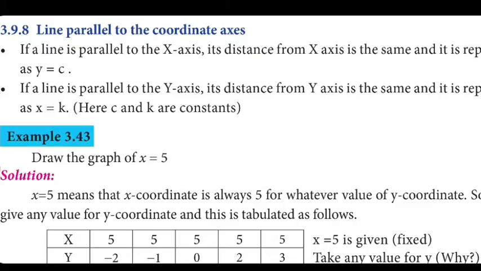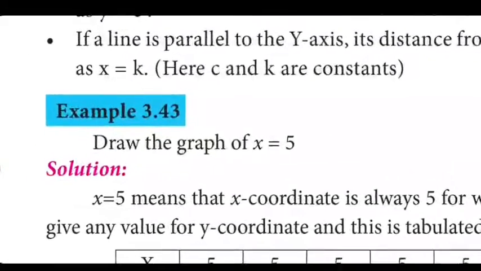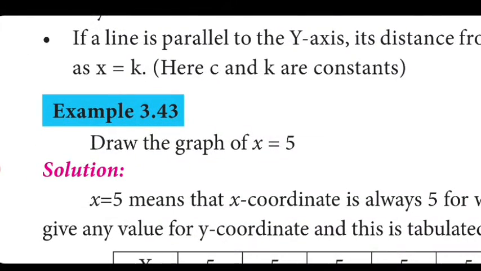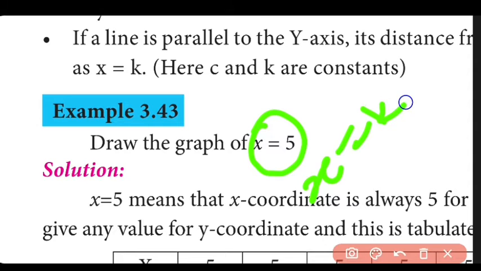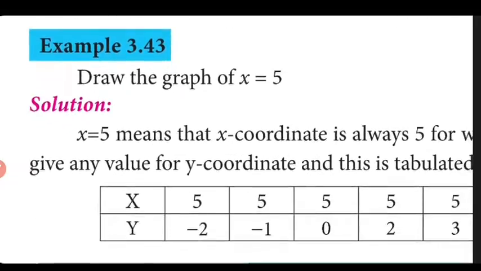For example, they given example 3.43, draw the graph of x equal to 5. So they given x equal to 5, this is in the form of x equal to k. So therefore this line is parallel to the y-axis. Okay, let's see how to draw the graph for x equal to c.